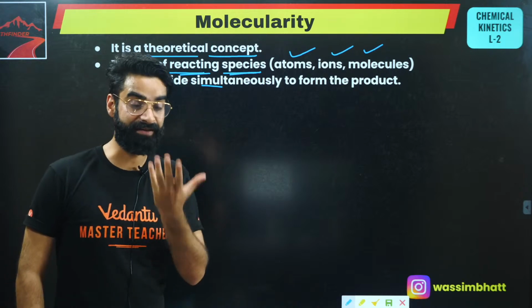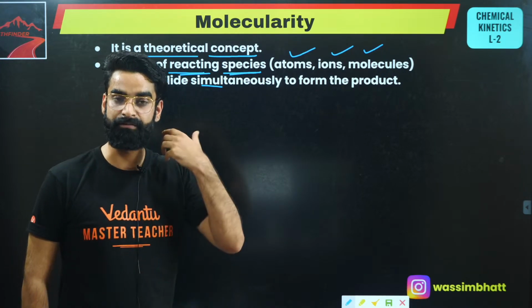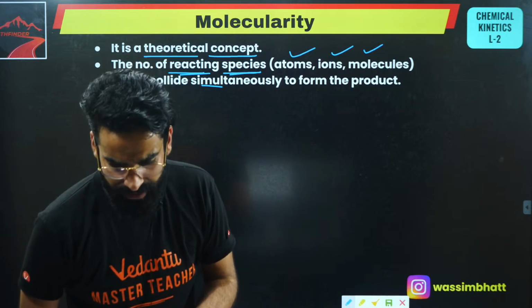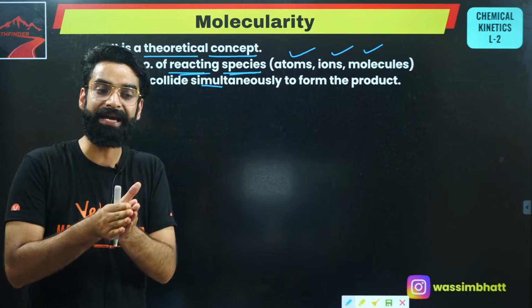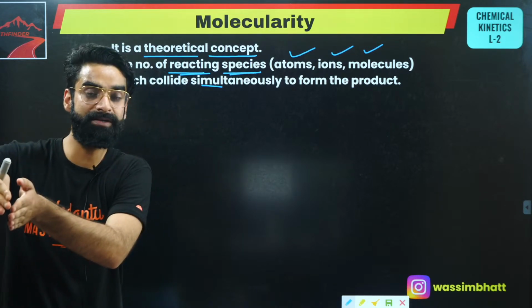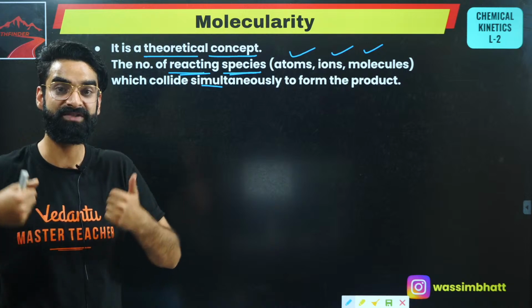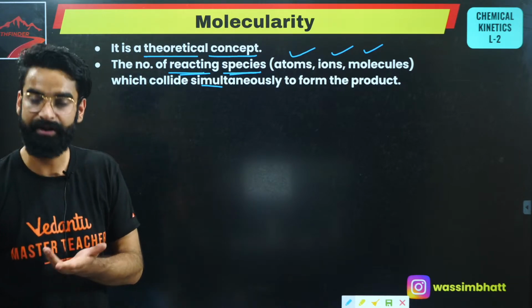In a reaction, I'll be having the reactants. Now, these reactants can be in the form of atoms, molecules, or ions, right? Now, the number of reacting species which must collide simultaneously with each other so that product gets formed, the number of reacting species colliding simultaneously to form the products is what we call the molecularity of the reaction.